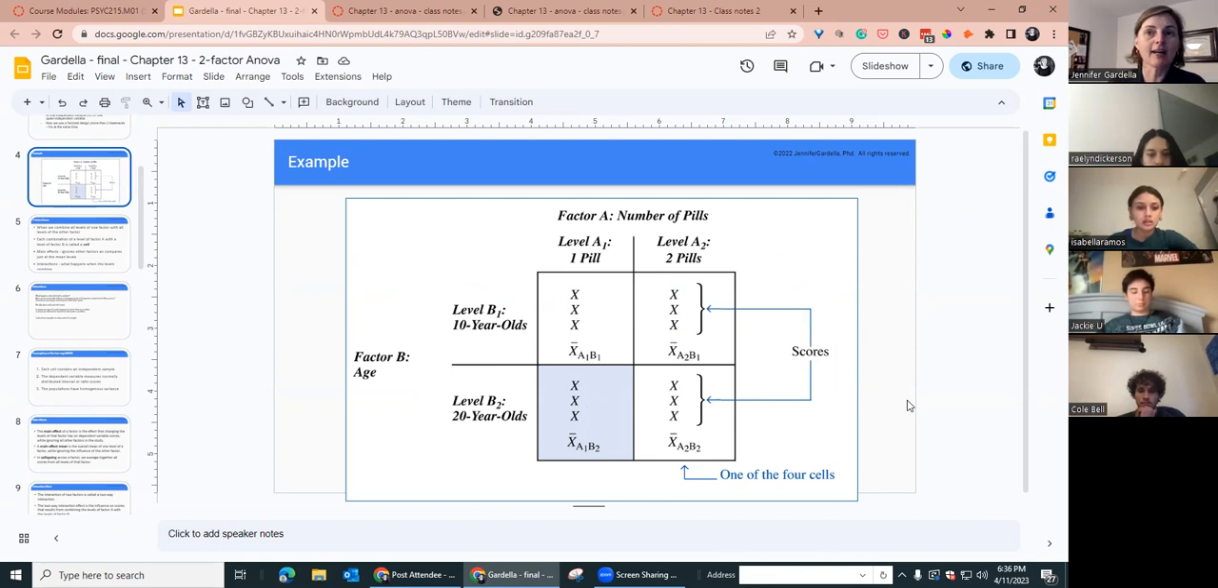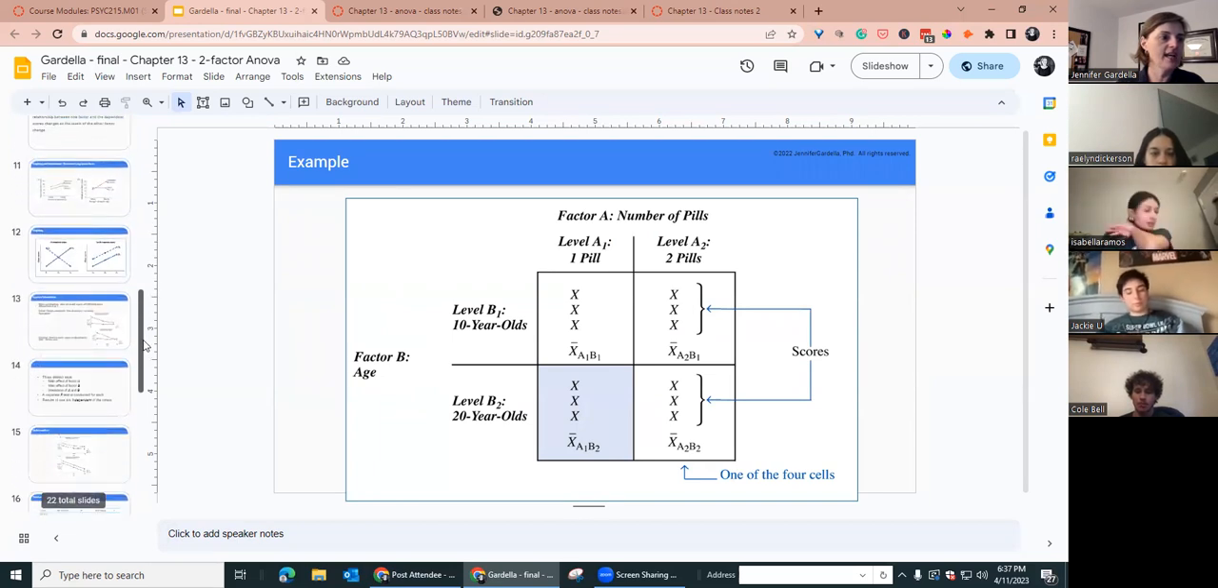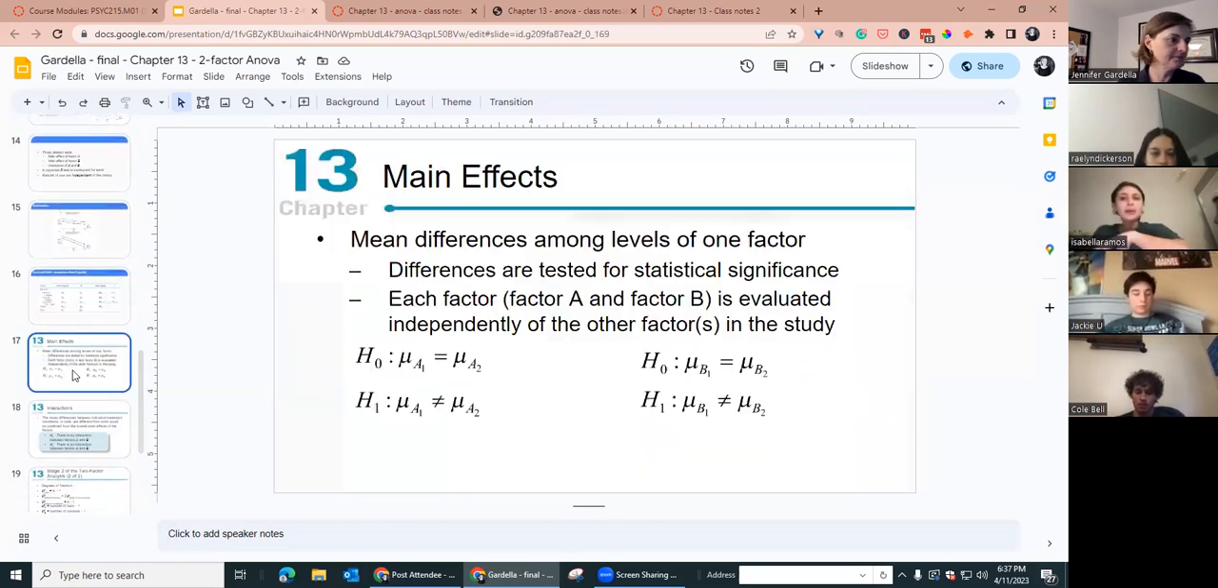So you can see right there one of the big advantages of a two-way ANOVA, a factorial ANOVA, is that you can do a study and get a lot of information out of it. So you can do a study and find out how pills work and how age works. And then you also get the benefit of the interaction between the two. So that was the B. So we've done A and B.